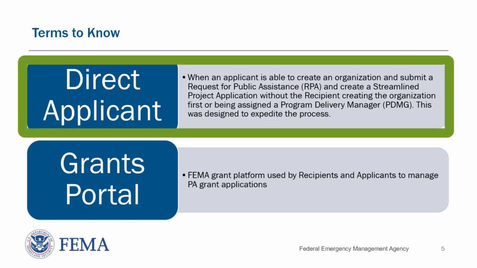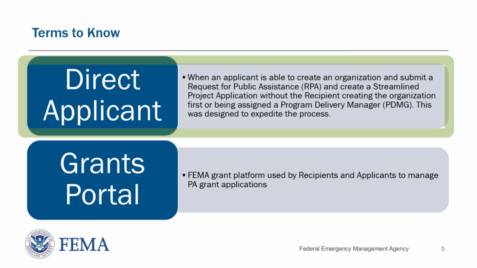So if you're a direct applicant, it's when you, the applicant, are able to create your own organization in Grants Portal, submit your own request for public assistance, which is also known as an RPA, and then create your streamlined project application. This is done without the recipient having to create your organization first or having to be assigned a PDMG. A PDMG is a Program Delivery Manager. Program Delivery Manager's role in FEMA is to kind of walk the applicant through the grant process. However, this direct applicant process allows the applicant to kind of be in control of your own recovery more. It's designed to help expedite the process.